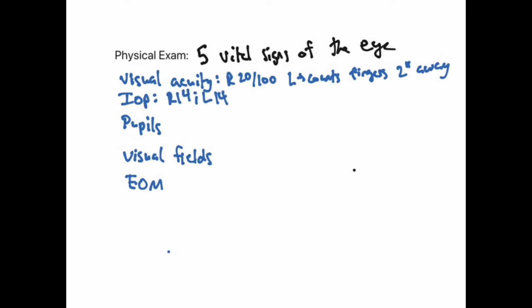You can use a tono pen to measure intraocular pressure. Our patient was 14 on the right and 14 on the left, which is in the normal range. Take out that pen light for your pupillary exam. Our patient's pupils were normal, round, brisk, and reactive bilaterally.